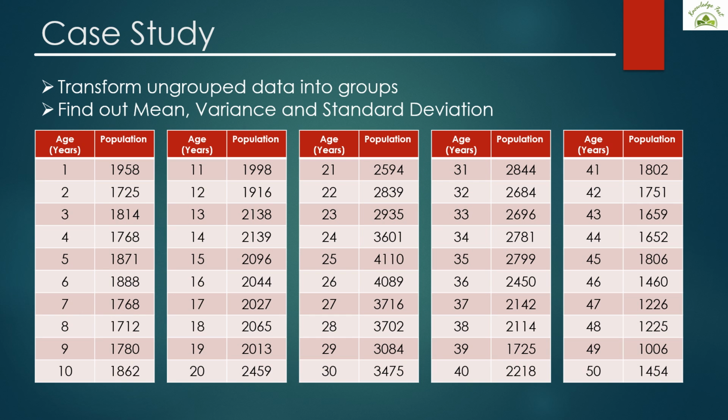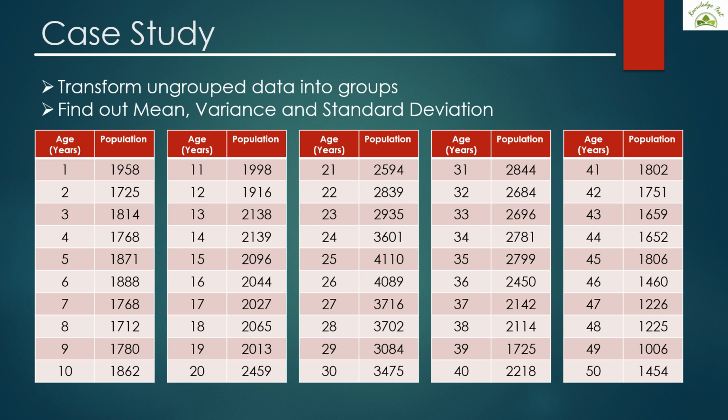Okay, so let us consider this case study in order to understand how we can calculate mean, variance, and standard deviation for group data. But at present the data is not group data. This is ungrouped data or raw data, right? So this data is showing a census for a specific city in a specific calendar year.